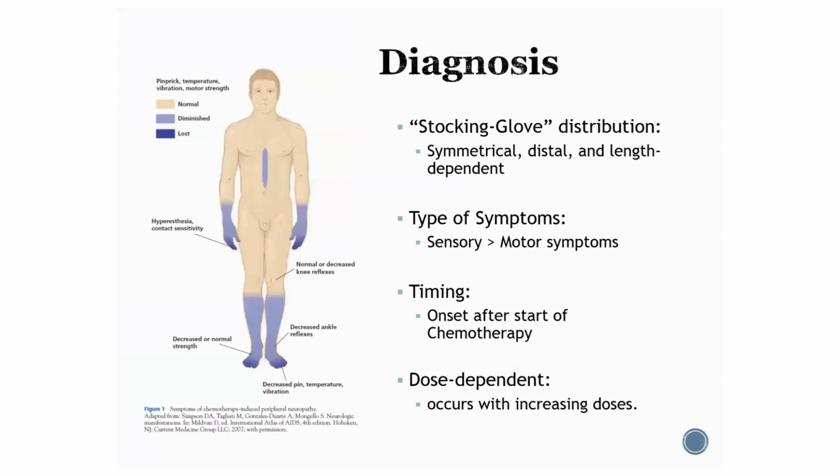So when doctors are listening to your symptoms and trying to figure out if it is chemotherapy-induced peripheral neuropathy, they're usually listening for symptoms in a stocking-glove pattern. What I mean by that is the symptoms start at the fingertips or the toes, and they spread up the hand like a glove, or up the foot like a sock. If it's bilateral, in both arms or both legs, that's when they'll say, okay, this is a result of your treatments. Typically, patients will have more sensory than motor symptoms, and obviously the timing will be after the start of chemotherapy.